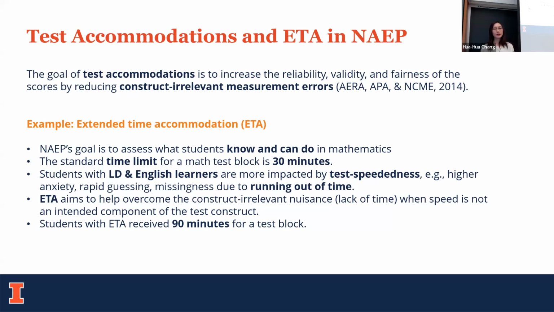And ETA, in this case, aims to help these learners overcome the construct-irrelevant nuisance, which is all these things that are introduced by lack of time, when speed is not an intended component of the test construct. So let's say we only care about what the students can do and know in mathematics, and we don't care about how fast they solve the questions. Then in this case, it might be reasonable to give the ETA to certain students who need it. So for the NAEP, students with the ETA accommodation receive 90 minutes instead of 30 for one test block.